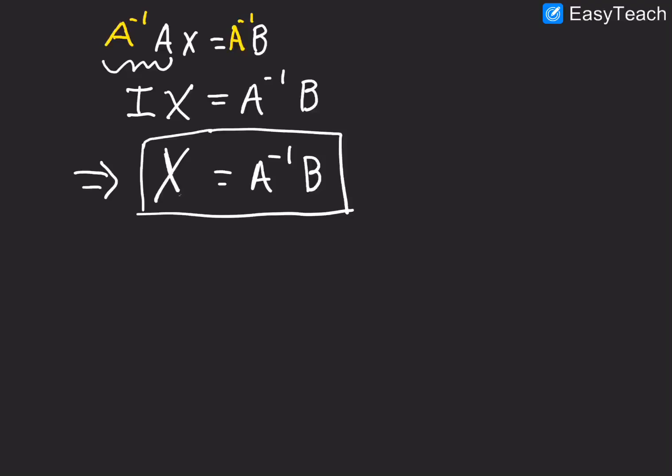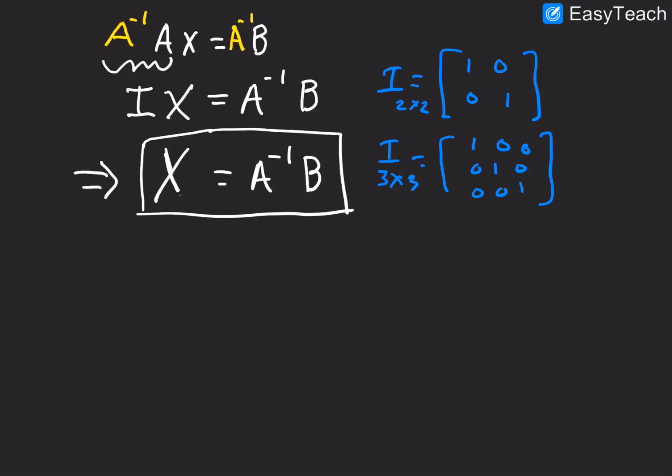Let me just say what the identity matrix is. Let's say this identity matrix is a 2 by 2. So that's going to look like this. That's the identity matrix. It can also be this. So we will deal with a lot of those identity matrices. Let's go ahead and move on.